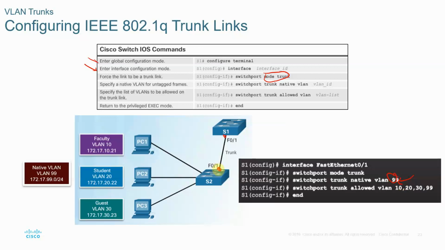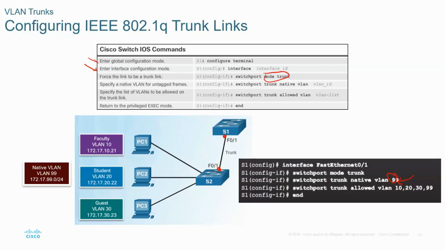But you would have to go also to S2 and do the same. You would have to go to S2 and say switchport trunk native VLAN 99, so that both switches will recognize that this is a native VLAN and this is its ID. If you don't do that, you will get an error. So now you have defined this interface to be in trunk mode.